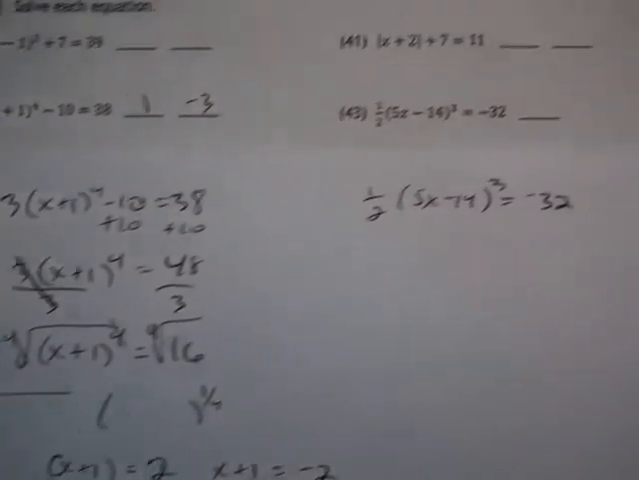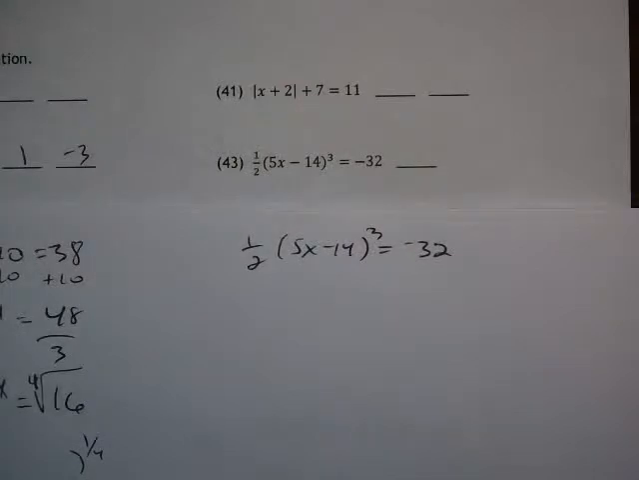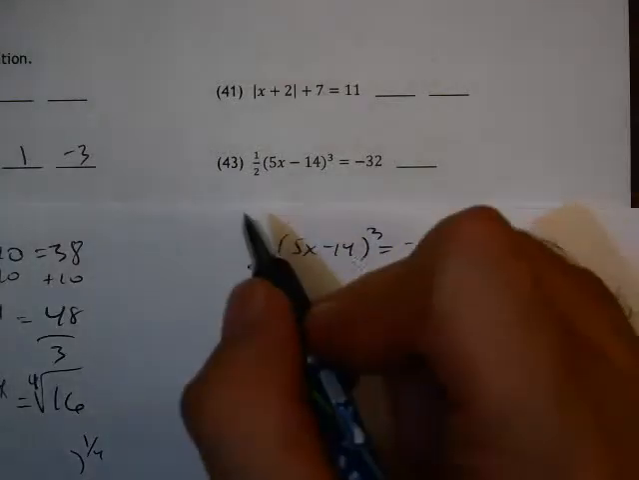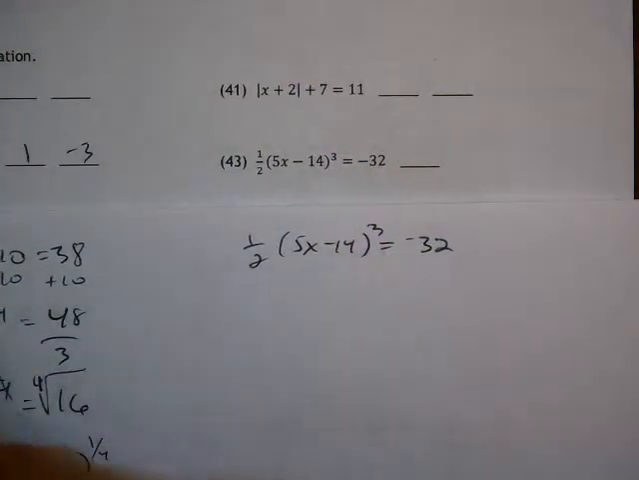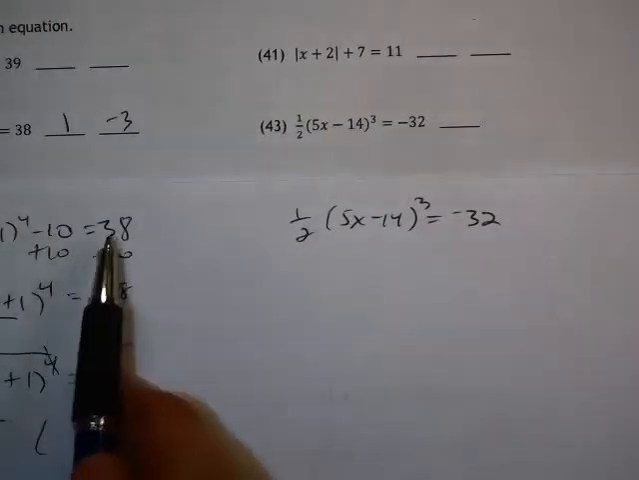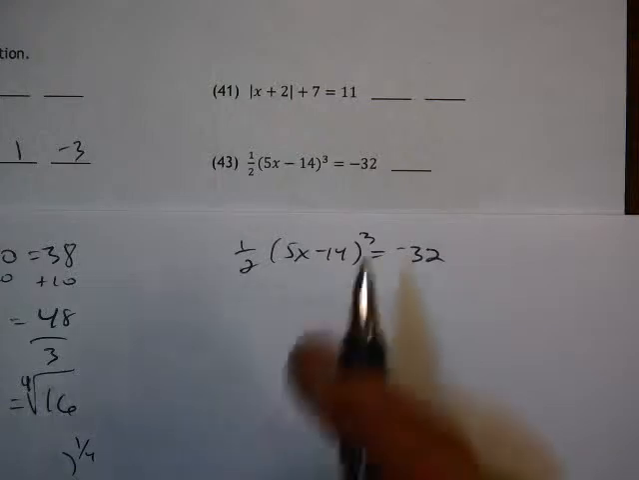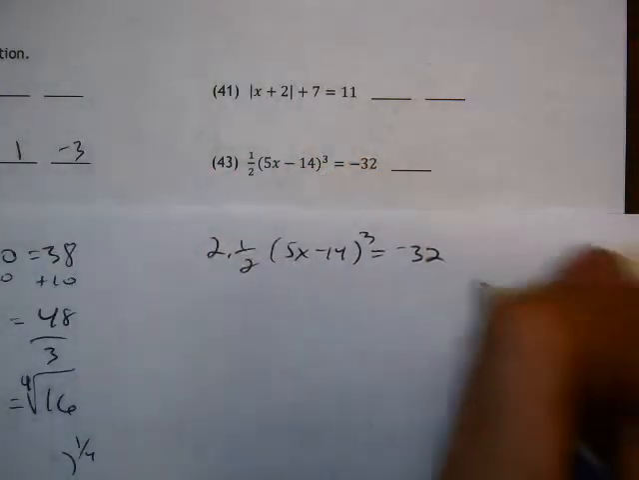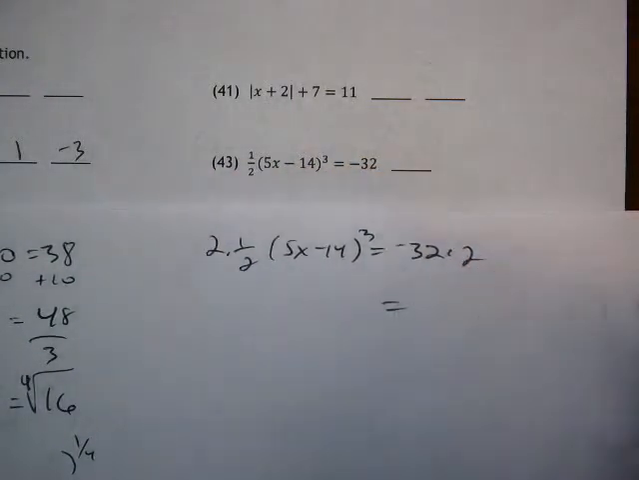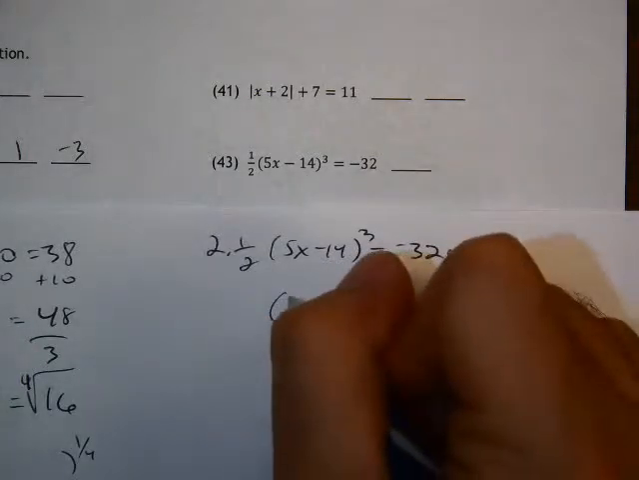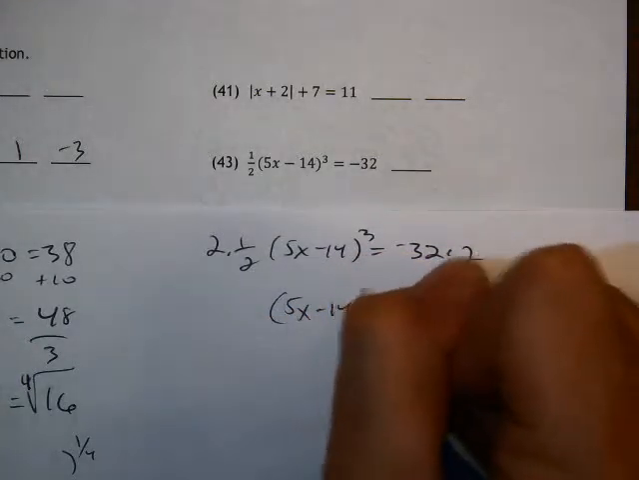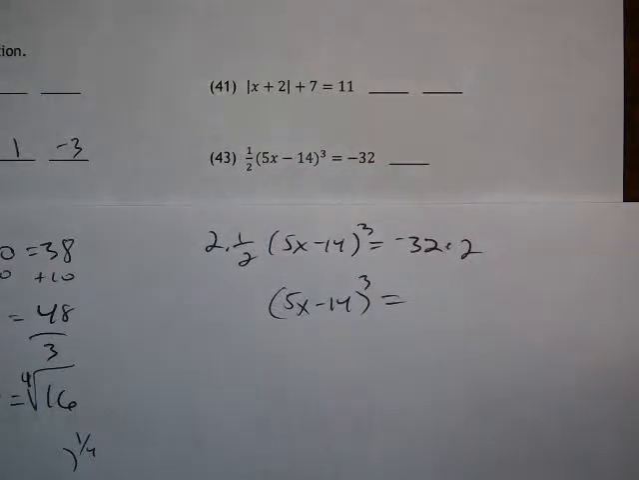Now in 43, if I look at how 43 is starting, before we had that -10 that we had to add over. Here there's nothing after the parentheses, so I just have to concentrate first on the 1/2. So what I'm going to do is multiply both sides by 2. It's not an exponent. So now I'm left with the quantity of 5x minus 14 raised to the third power.